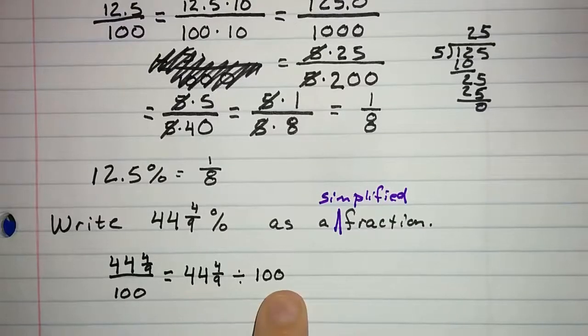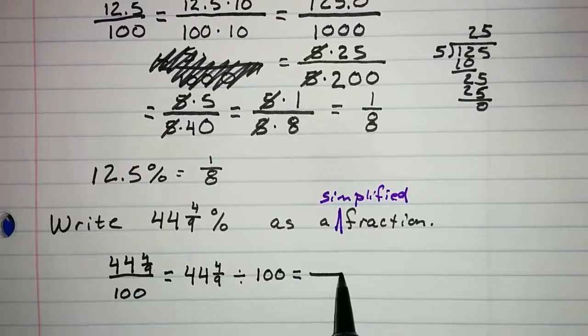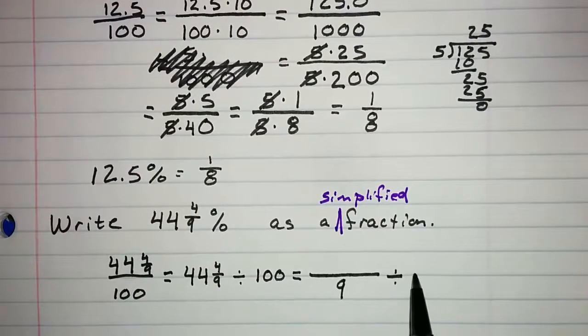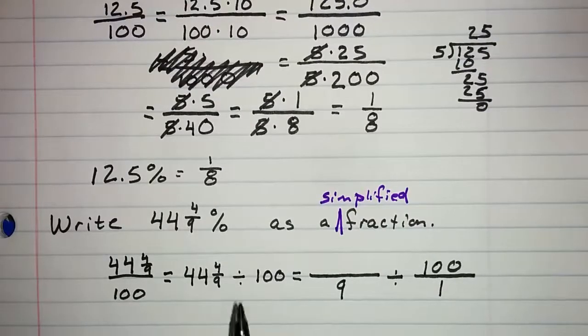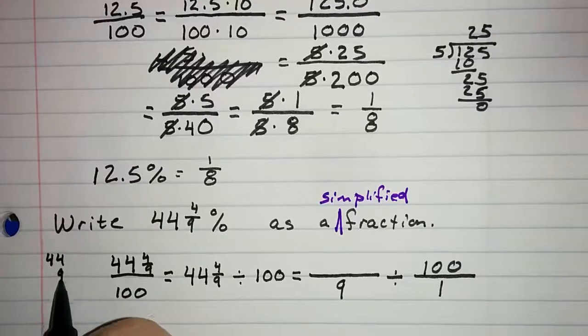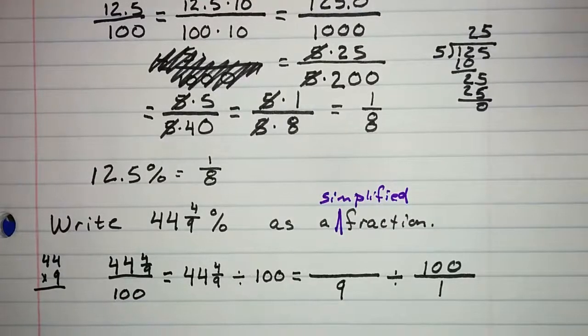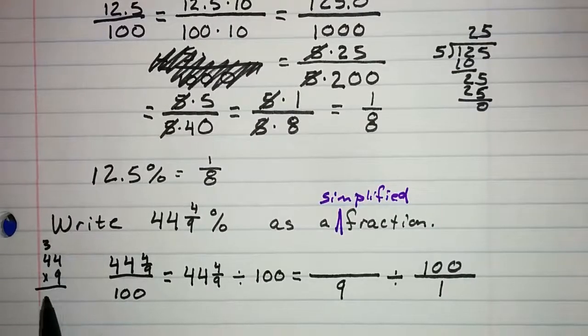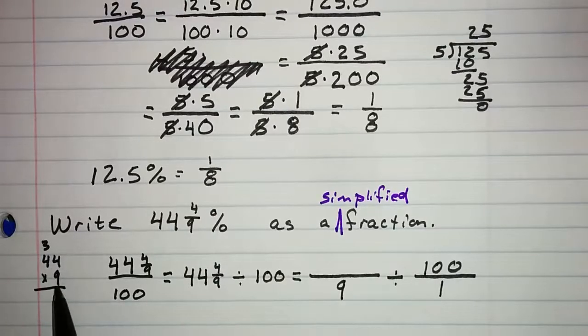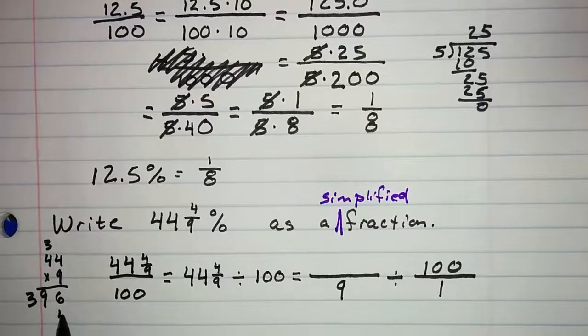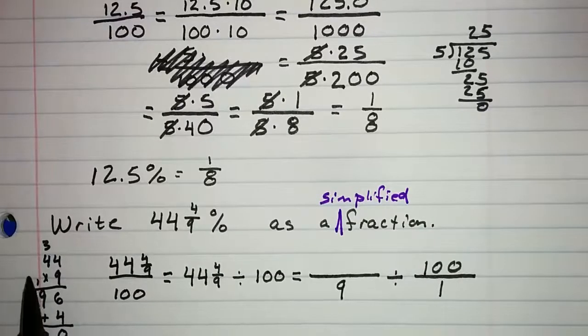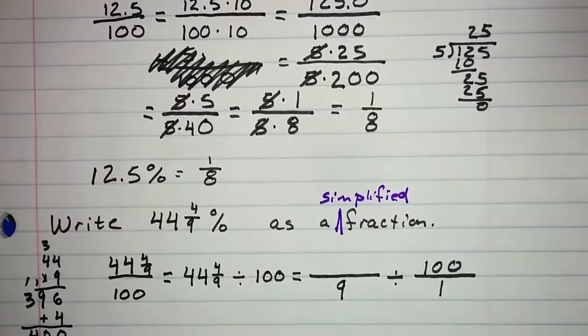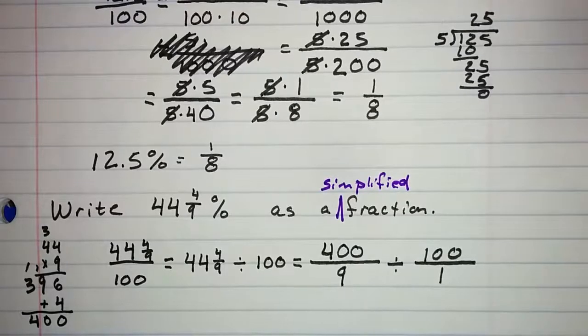as an improper fraction, and I'm going to write this as 100 over 1. So this is going to be some number of ninths divided by 100 over 1. How many ninths? Well, 44 times 9, and then I'm going to add in the 4, right? Four times 9 is 36. 4 times 9 is 36, 37, 38, 39. And then add in the 4. 400. So 44 and 4 ninths is 400 ninths.